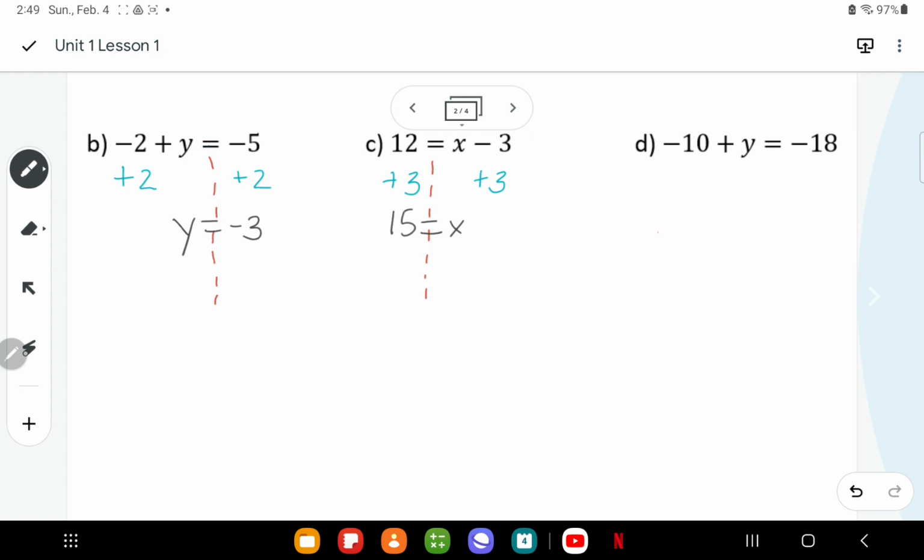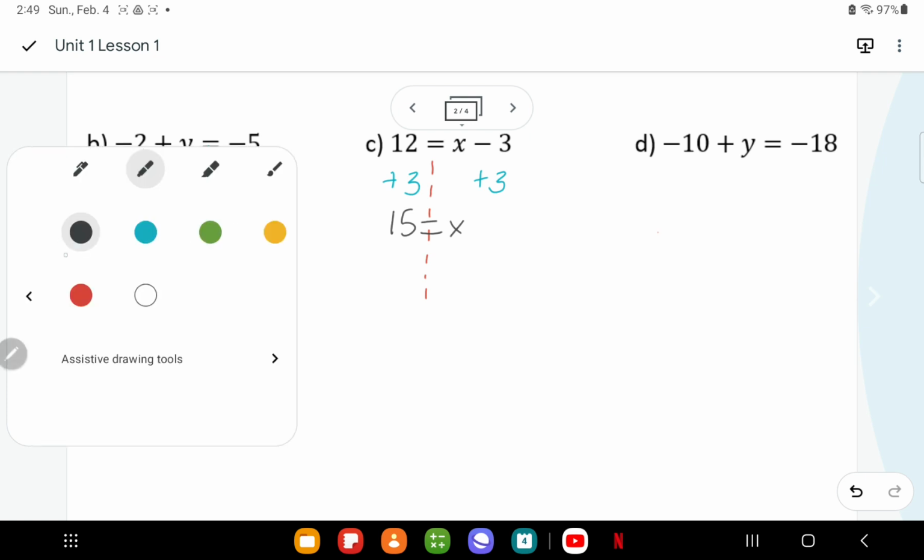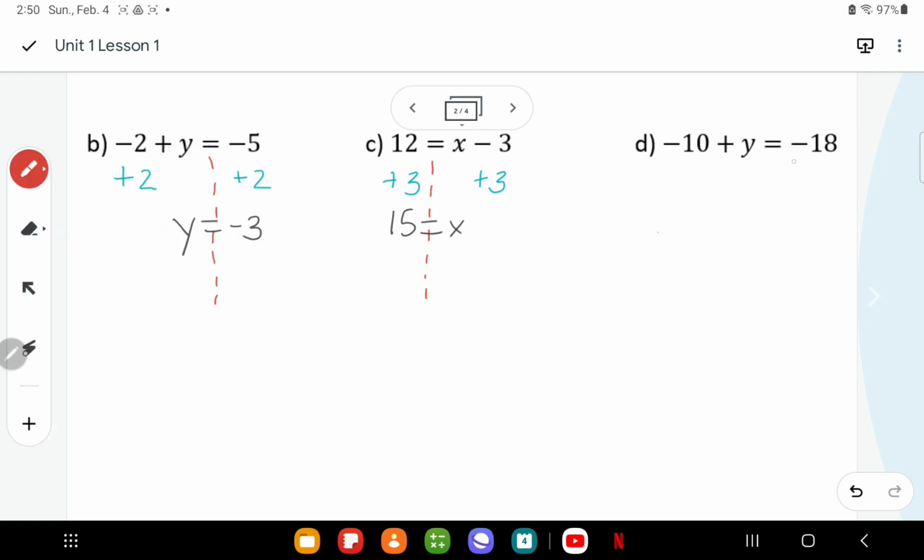This is fine. Having 15 equals x is the exact same thing as x equals 15. It doesn't matter what side of the equal sign your variable ends up on.